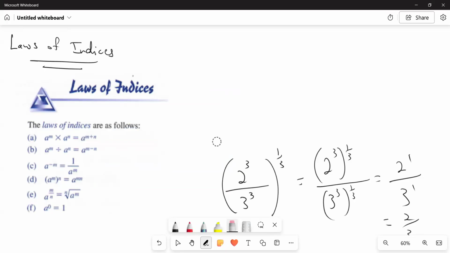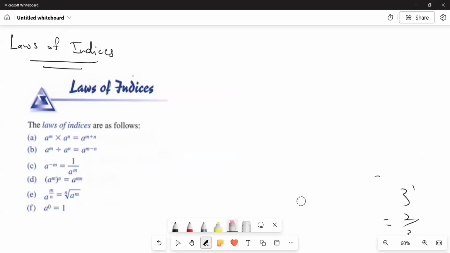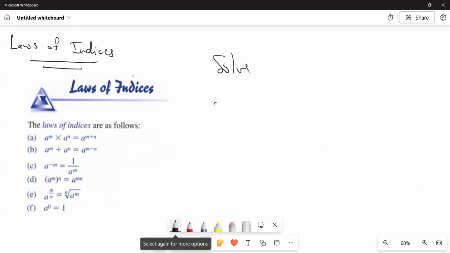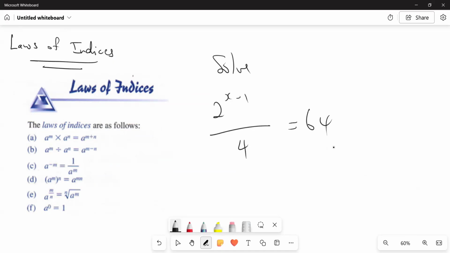Solving an equation where the unknown is in the index or the power, right? For example, let's say you have to solve 2 to the x minus 1 over 4 equal to 64. You have to find x. What do you do? Well, let's see if we can simplify this. So we can take this 4 over here and multiply that. So you get 2 to the x minus 1 equal to, all right, I wouldn't write it as 4.